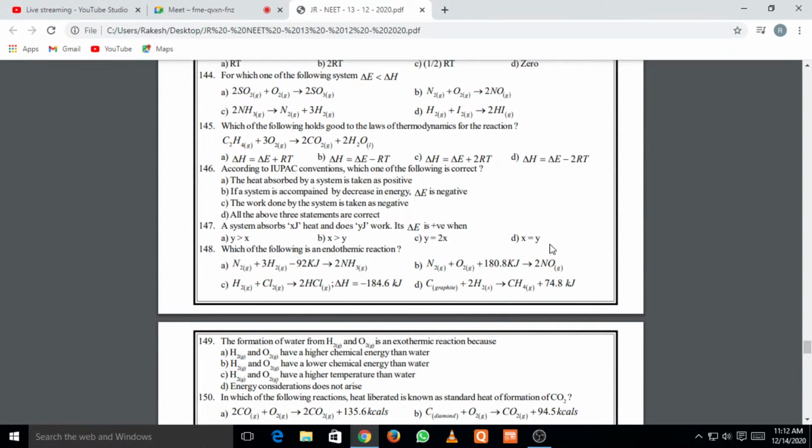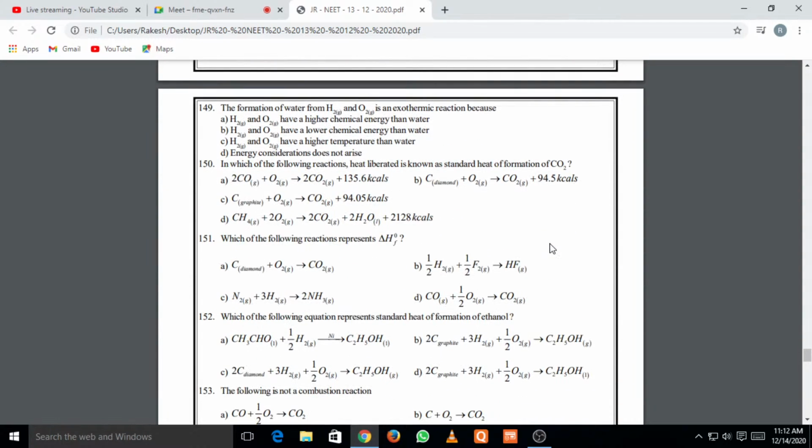Next, 149. Where is 149? On the right side, sir. 149, 158.